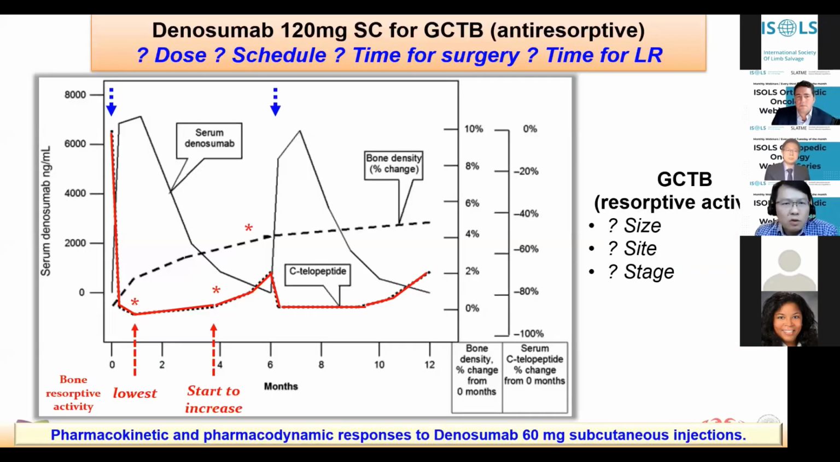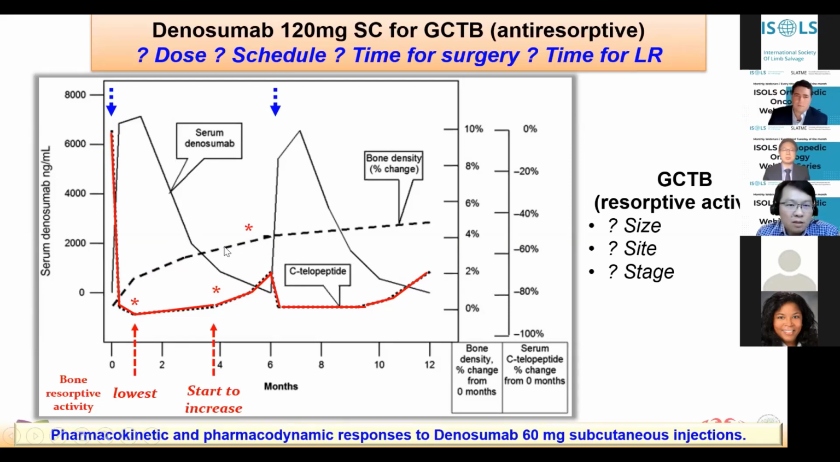So there's a lot of controversy about denosumab, the timing for surgery, and the time for local recurrence. I think one piece of information we can get is from the pharmacokinetic response to denosumab 60 milligram subcutaneous injection. For denosumab, we know that there's no anti-tumor effect. The effect is only the anti-resorptive part. So if we want to do curettage at the maximum anti-resorptive activity, it should be somewhere around 1 month.